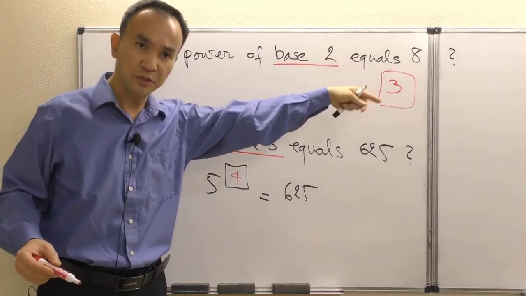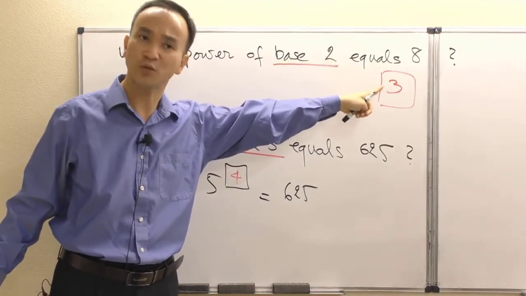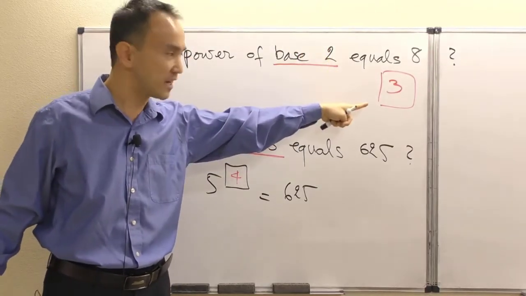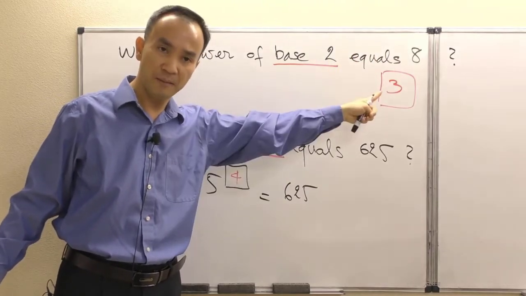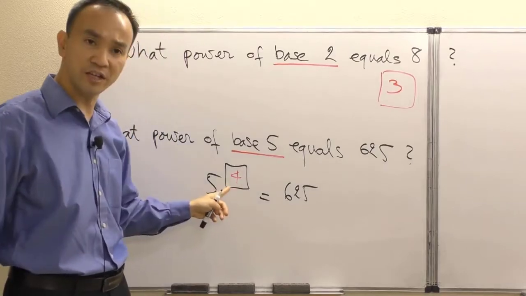times 2 times 2: 3 times, or 3 identical factors of 2 multiplied together. That's what power is all about. 3 identical factors of 2 multiplied together equals 8. That's how base 2 to the power 3 equals 8. And in that same way, that's how you can verify yourself.